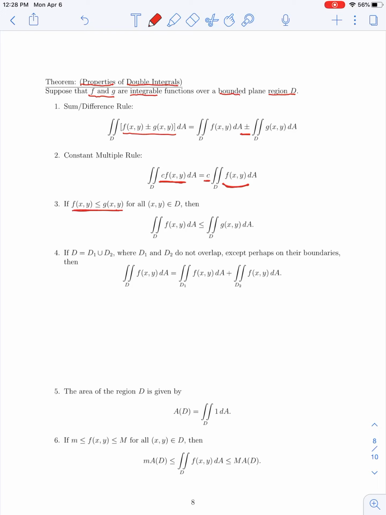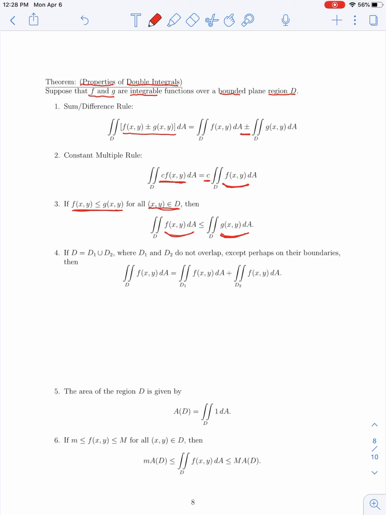Now in our third part of this theorem, we're told that if the values of f are less than or equal to the values of g for every point (x, y) in the region D, then the value of the double integral of our function f over that region D is less than or equal to the value of the double integral of g over that same region.